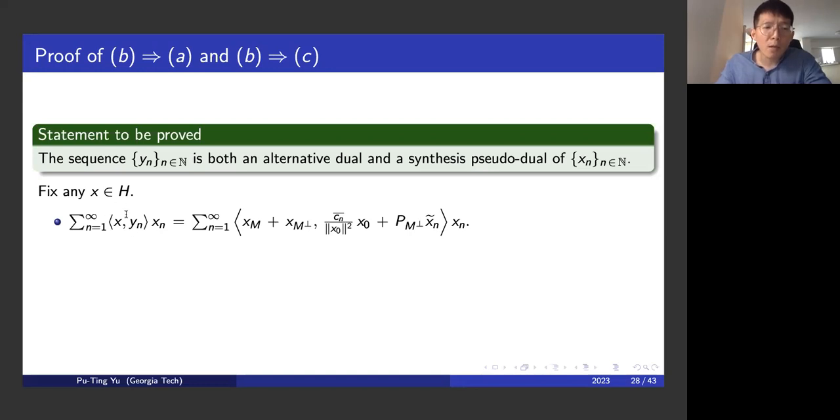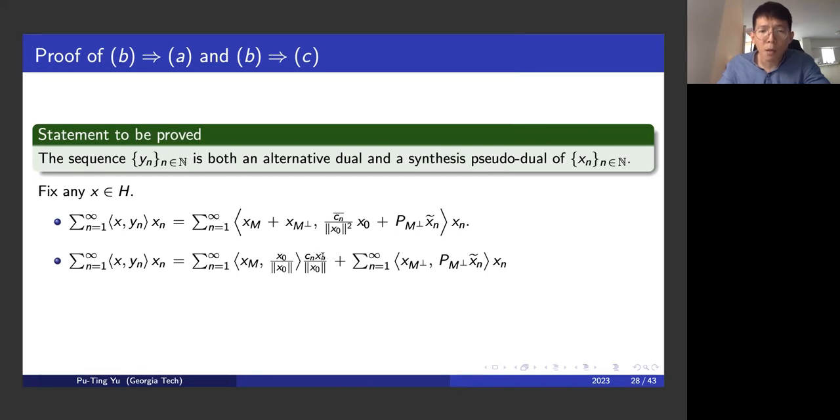So let me rewrite x here as Sn plus Sn perp. And here we use Sn and Sn perp to denote the orthogonal projection of x onto n and n perp respectively. Then the second term inside the bracket is the definition of Yn, and we can see that this inner product cross term vanishes. So that being said, we can further simplify this infinite sum and split it into two infinite sums.